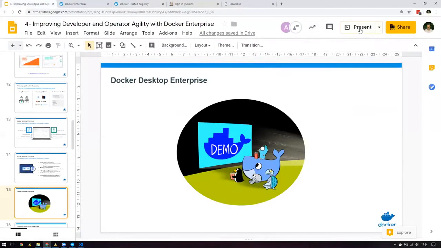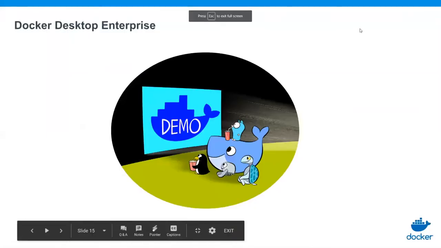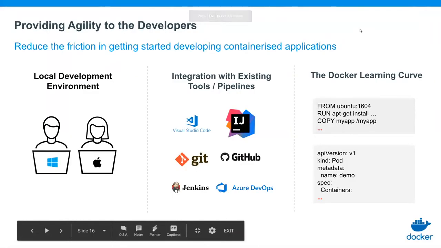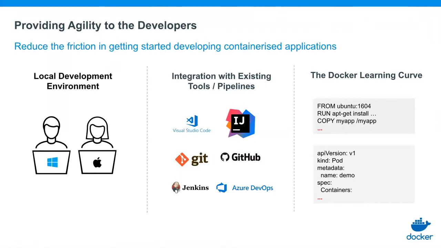So what have I just done? Remember, we're reducing the friction and providing more agility for our developers. Well, I've given my developers a local development environment, something I can control the rollout of via operator tools like MDM solutions for both Windows and Mac. I've given them a local development environment for Docker, as well as a local development environment for Kubernetes.